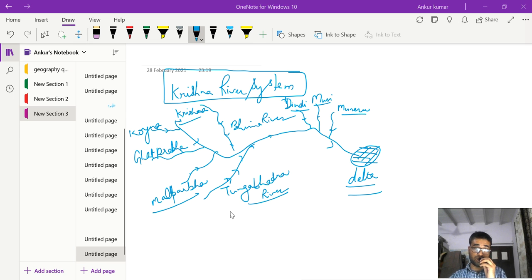Another thing that you can remember in this Krishna system is that Tungabhadra is again the combination of two streams, that is Tunga and Bhadra. This is Tunga River and this is Bhadra River. And on the Bhadra River you have the Bhadra Reservoir. Here is the Bhadra Reservoir.